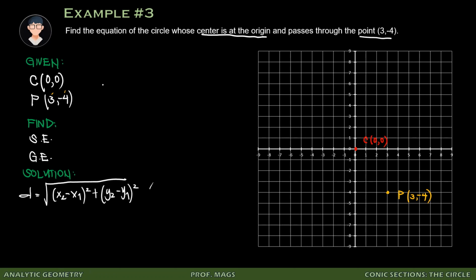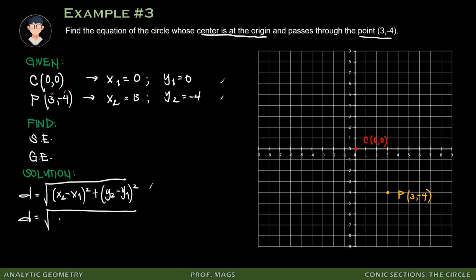Since yung ating center is the first point, so we let x sub 1 be equal to 0. Y sub 1 naman natin ay equal to 0. X sub 2 natin ay equal to 3. Then y sub 2 naman natin ay equal sa negative 4. We're just going to substitute these values right here dito sa ating distance formula. X sub 2 natin ay 3 minus x sub 1 natin ay 0, quantity square, plus y sub 2 natin ay negative 4 minus y sub 1 natin ay 0, quantity square.